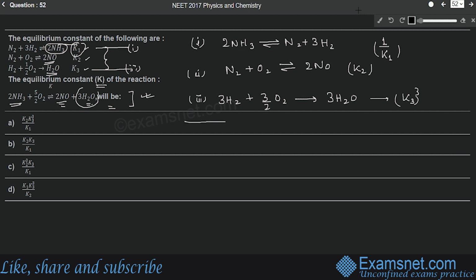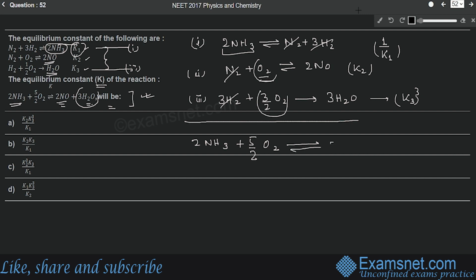Now we'll add these 3 in order to get the final reaction. So here N2 will be cancelled, right? Then we have H2, 3H2 will be cancelled. So what is left on the left hand side? Here we have 2NH3, then we have O2 plus 3 by 2 O2. So it will become 5 by 2 O2. Okay. Adding these two will get 5 by 2 O2. And on the product side, we have 2NO plus 3H2O. So isn't this reaction the same as this mentioned in the question, right? Now the reaction is same.